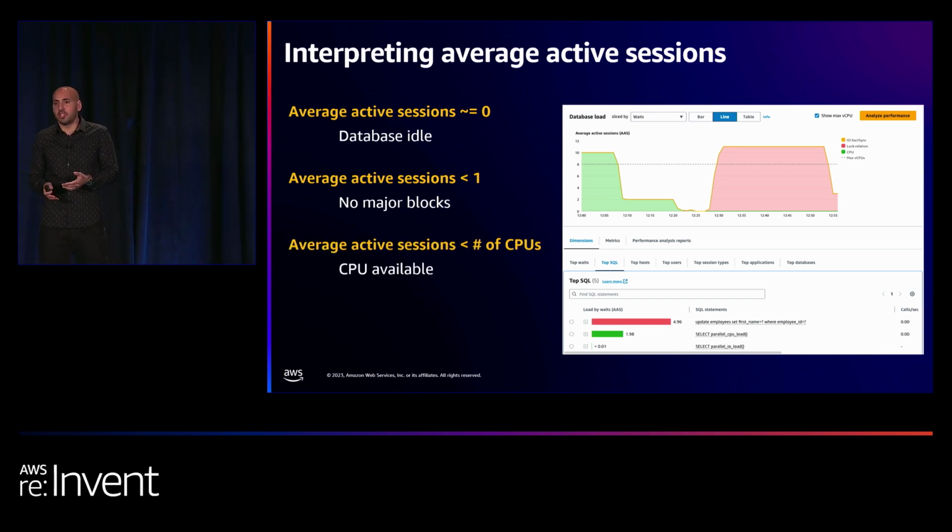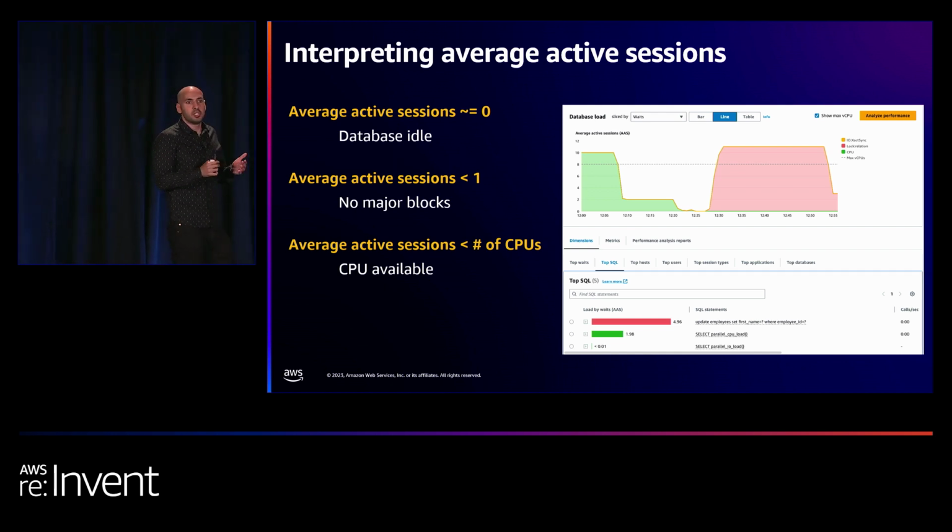When the average active sessions is below the number of vCPUs in the instance, so in this example, you can see the dotted horizontal line, we have 8 vCPUs in this specific instance type. And you can see that at 12:20, there were roughly 2 average active sessions, but the total number of vCPUs in the instance is 8.